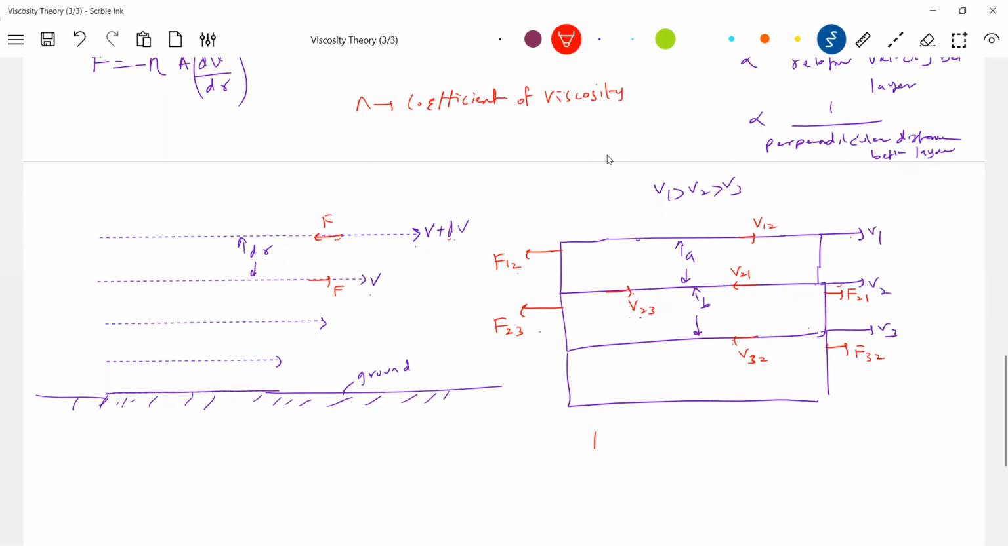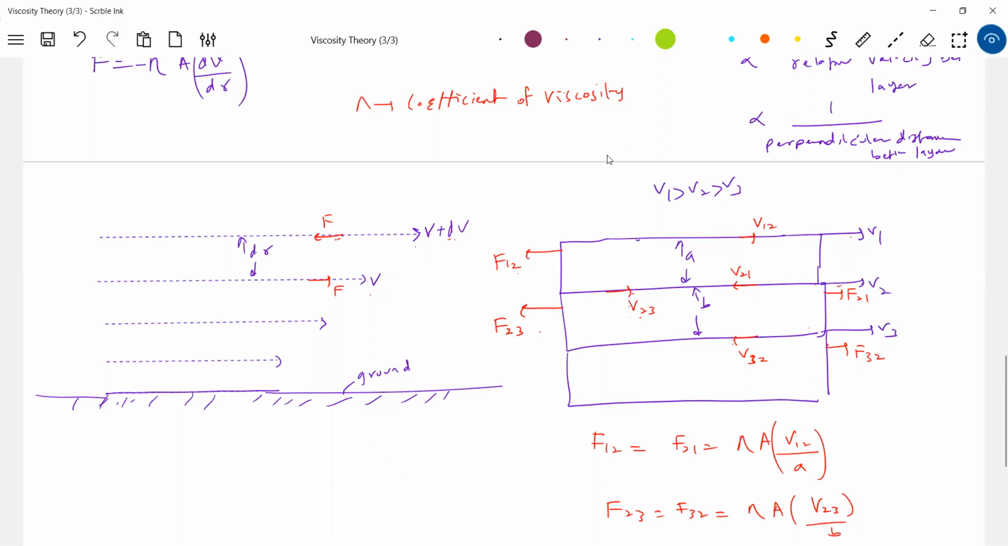So let's come to this one. What is the F12 formula? Eta A V12 by what is the separation between them? F23 or F32, what will that be? F23 or F32 should be eta A V23 by B.